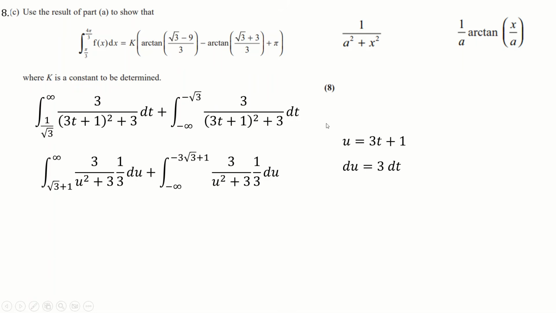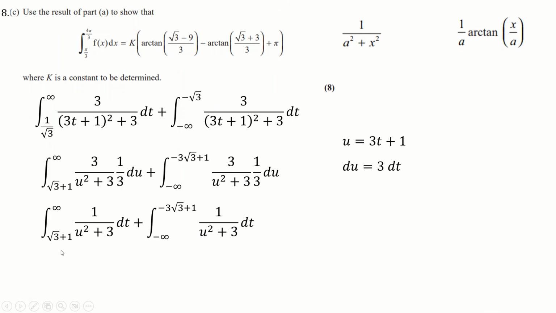Now, when you put t into here, 3 times infinity plus 1 is still infinity, minus infinity is still minus infinity. 1 over root 3 times 3 is root 3, plus 1 becomes this, and then minus root 3 times 3 plus 1 is just there. So we've changed all that, we've put the u's in, we've replaced these with 1/3 du's. The 3's now will cancel, and we're finally ready to use this formula exactly right, with a being root 3.